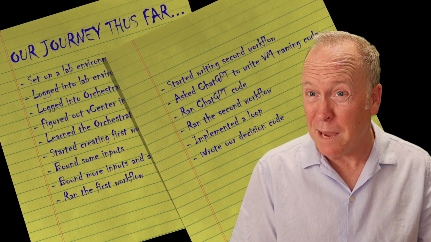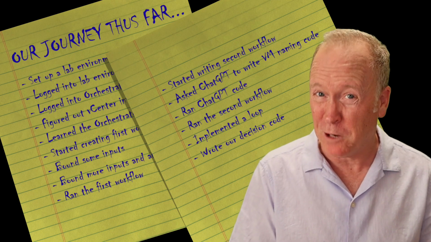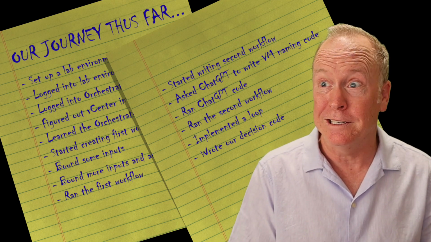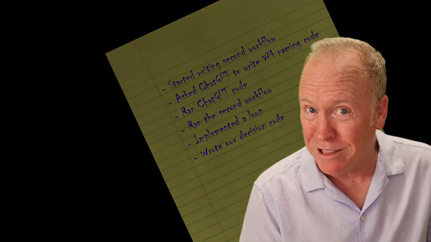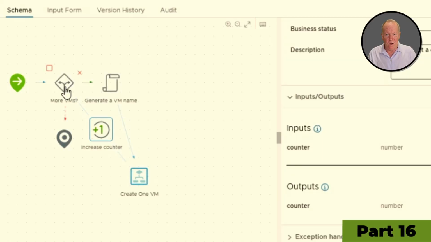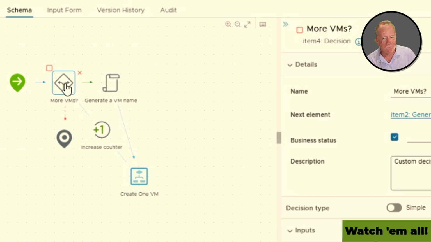We've mostly implemented our loop, but we still have to write a little bit of code to define the test that tells the decision which way to go. So let's go see how to do that. But we have one more thing we need to do. We have to have some sort of test to know whether we've created all the VMs that we want to. Well, how do we know how many VMs we want to create?